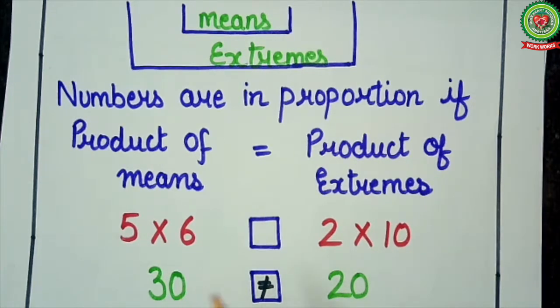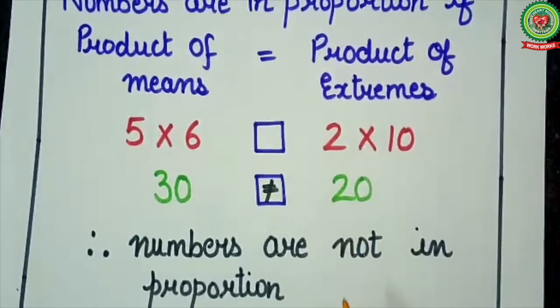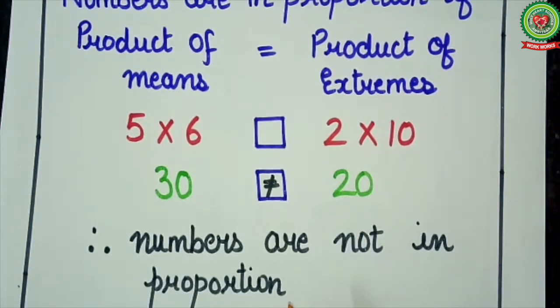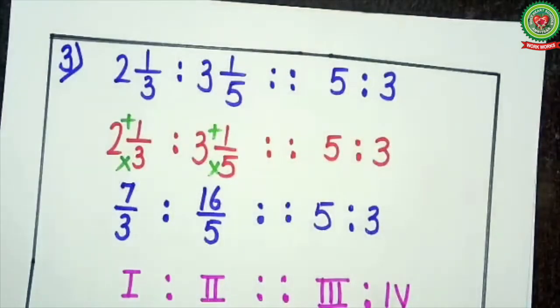Now, is 30 equal to 20? No. As 30 is not equal to 20, therefore numbers are not in proportion. Now let's see the next example.